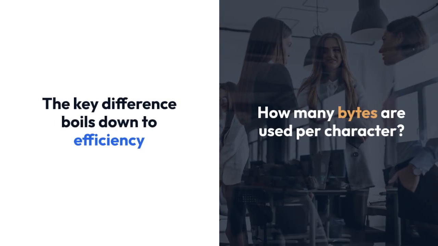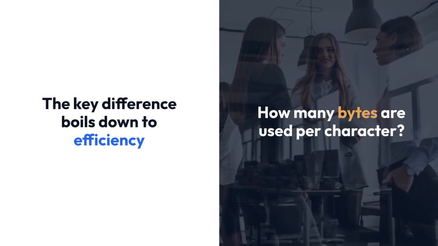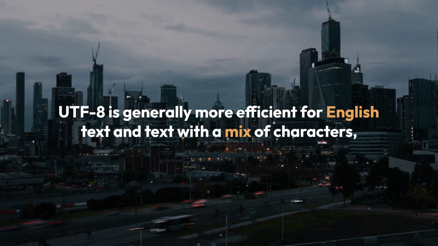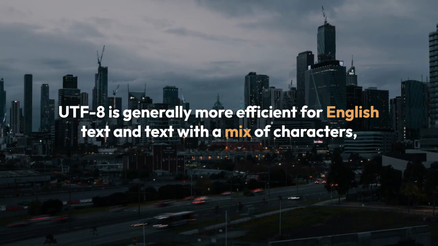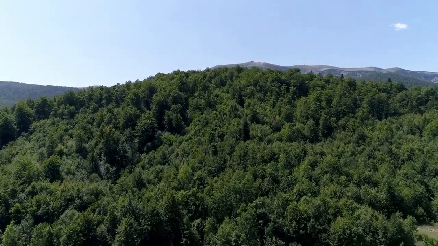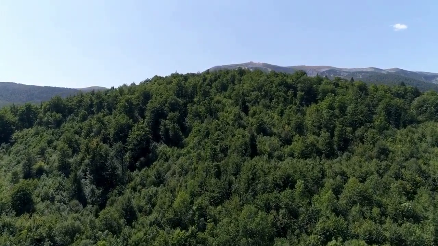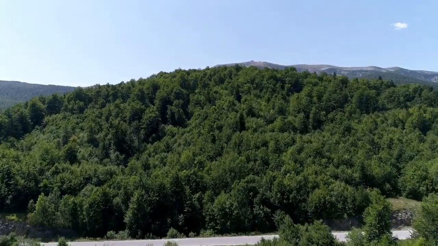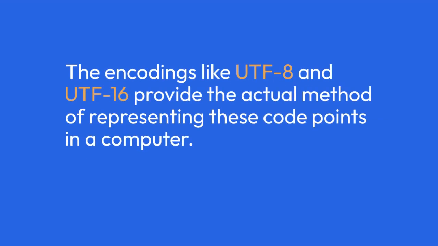5. The key difference boils down to efficiency and how many bytes are used per character. UTF-8 is generally more efficient for English text and text with a mix of characters, but UTF-16 might be preferred in scenarios where consistent byte size is more important. 6. It's important to note that the Unicode standard itself doesn't specify how characters are stored. It only defines the code points. The encodings like UTF-8 and UTF-16 provide the actual method of representing these code points in a computer.